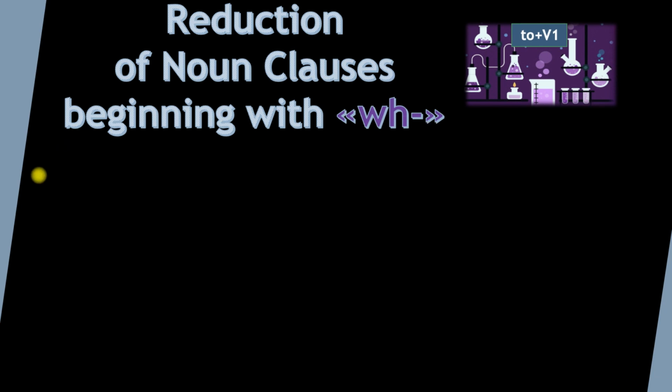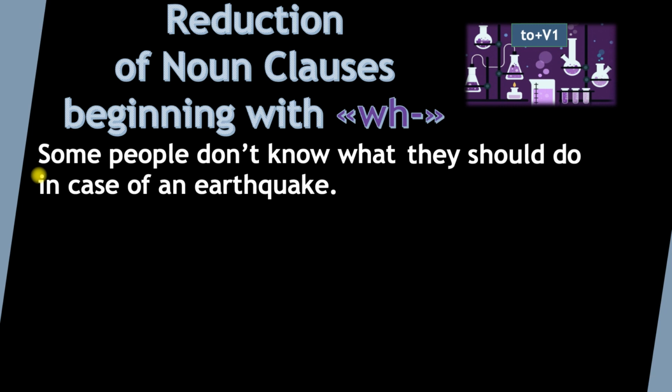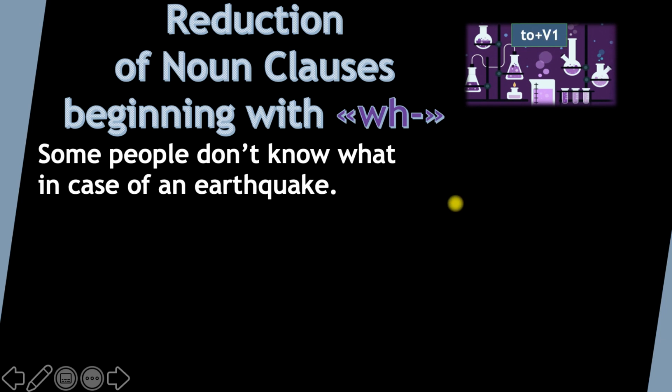And let's now see how we reduce noun clauses beginning with WH question words. Let's see the example. Some people don't know what they should do in case of an earthquake. Here we don't leave out the WH word, we keep it, okay? We leave out the subject, okay, because they refers to some people, okay? We leave out the modal verb and we insert to in front of verb 1. And the final sentence looks like this. Some people don't know what to do in case of an earthquake.